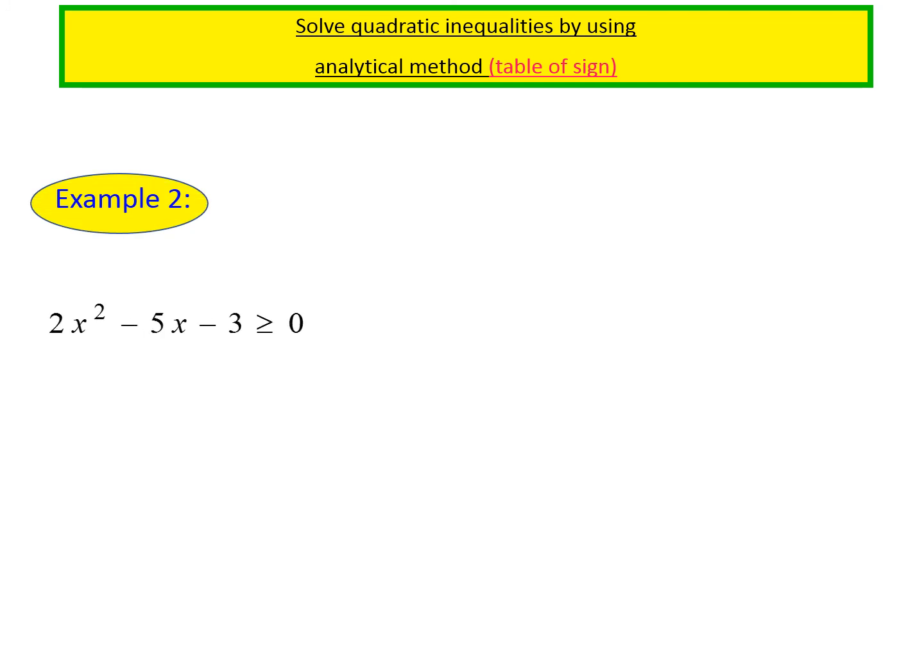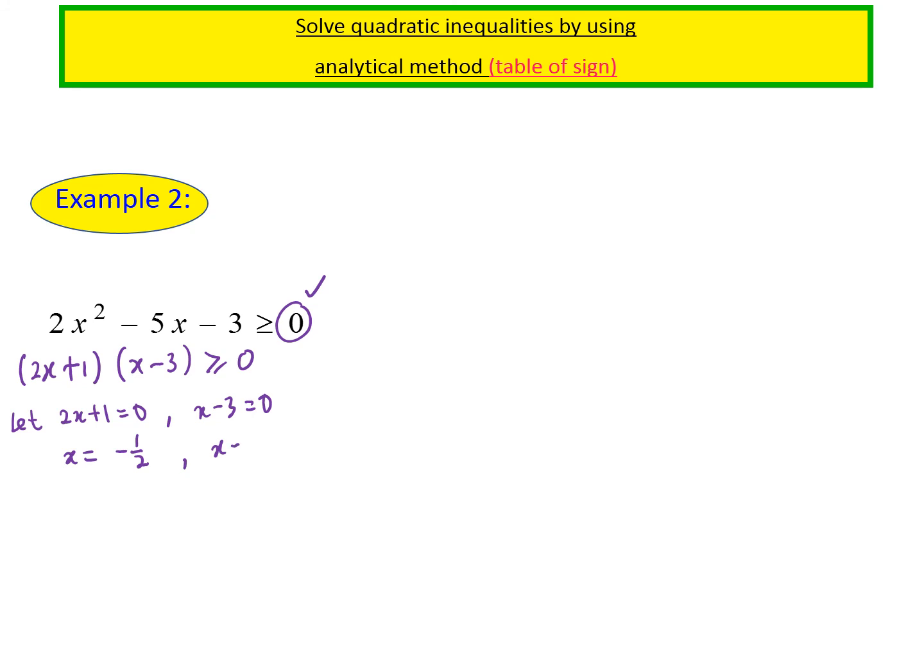For example number 2, first of all, since my right hand side is already 0, I can factorize. So 2x minus, no, this is 2x plus 1. When I factorize, here is x minus 3 greater or equal to 0. So to find the value of x, I let 2x plus 1 equal to 0, x minus 3 equal to 0. So here I have x equals negative half, x equals 3. So I get two values of x.